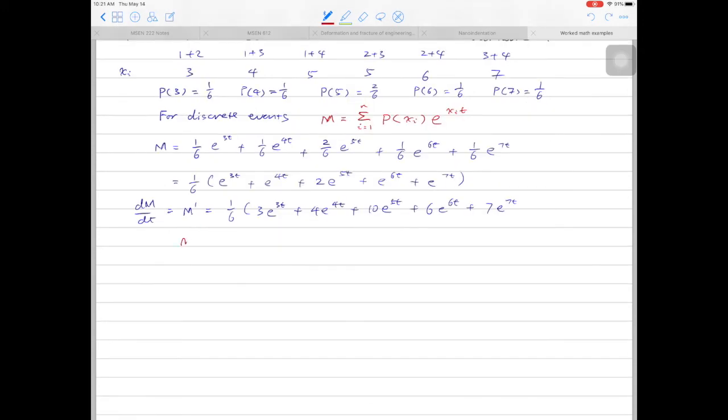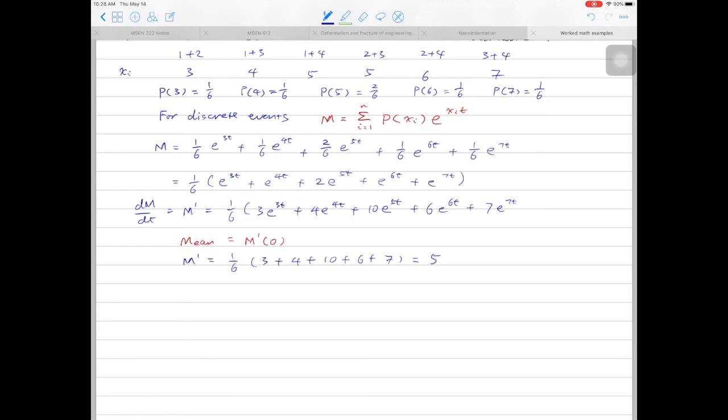From the moment generating function, the mean of the data set is equal to M prime of 0. Let's plug 0 into t. We'll have M prime equal to 1 over 6, 3 plus 4 plus 10 plus 6 plus 7. That gives 5. What this tells us is, by randomly drawing 2 cards, the average of the sum is equal to 5. We can move on to using the moment generating function to calculate the variance.